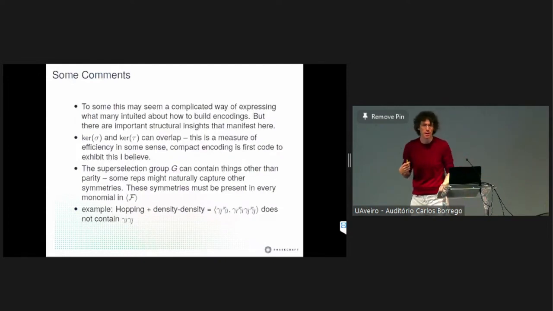Okay? So again, you might say this seems like a complicated way of expressing what many have intuited about how to build codes, right? You find the things that anti-commute and commute, and then you project out these stabilizers, and then you get a code. But there are important structural insights that manifest here.